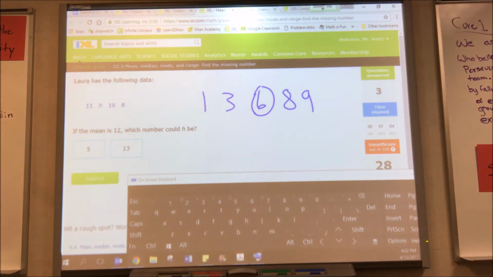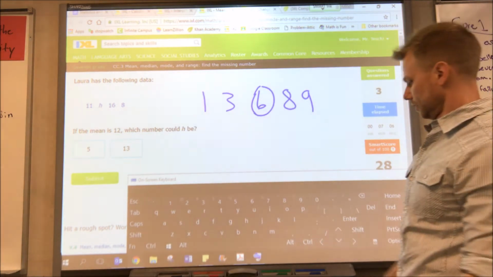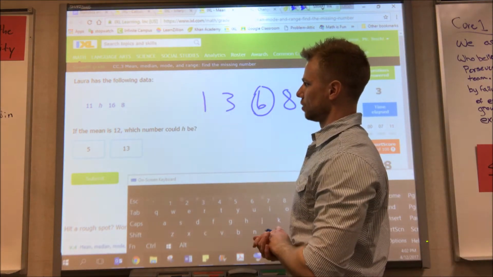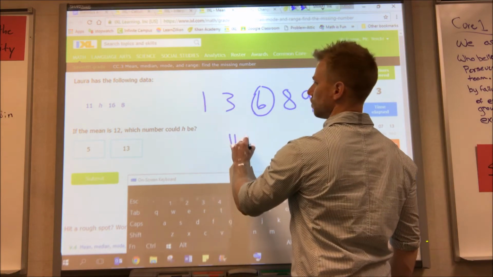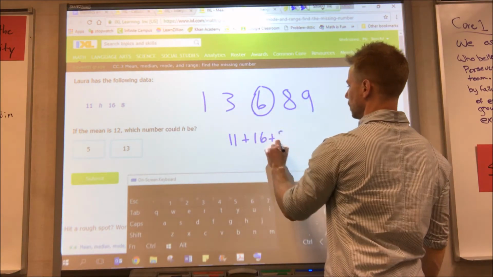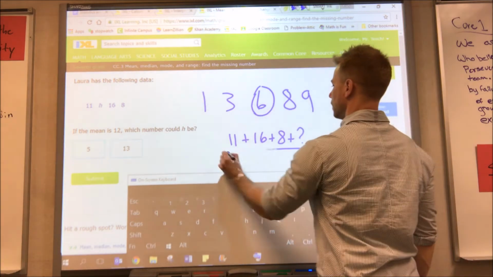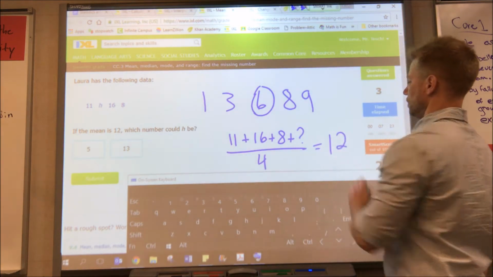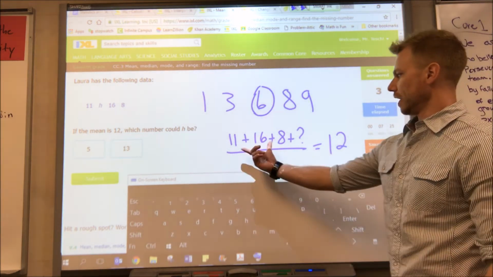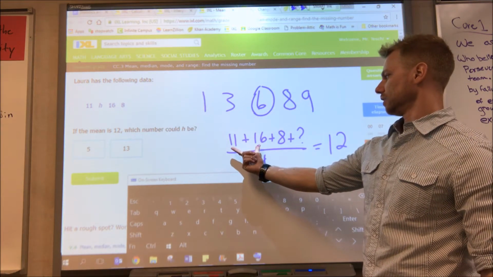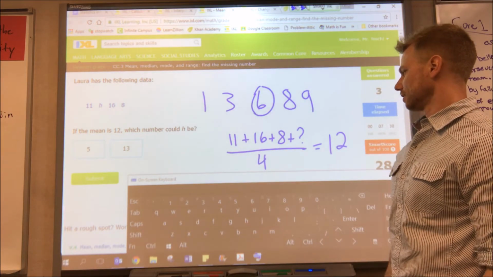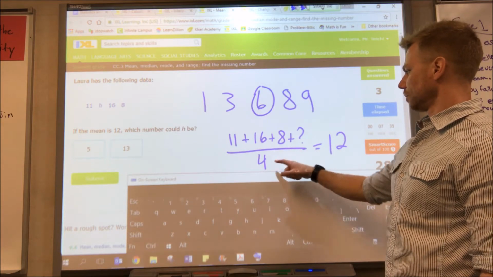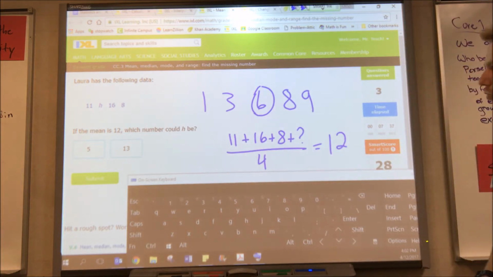Good. If the mean is 12, what number could H be? Okay, remember we're adding them all together, dividing by how many there are, and getting 12. So 11 plus 16 plus 8 plus something divided by 4 is going to be 12, the mean, the average. So if we add these together, 11 and 16 is 27, plus 8 is 35. So 35 plus something divided by 4 is going to be 12.